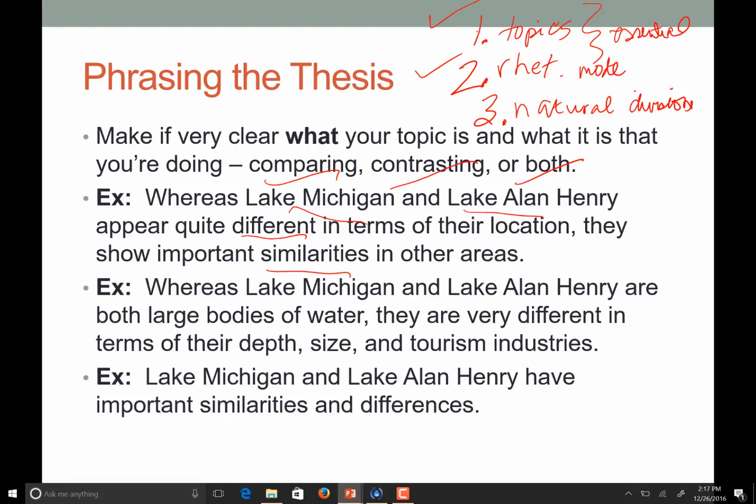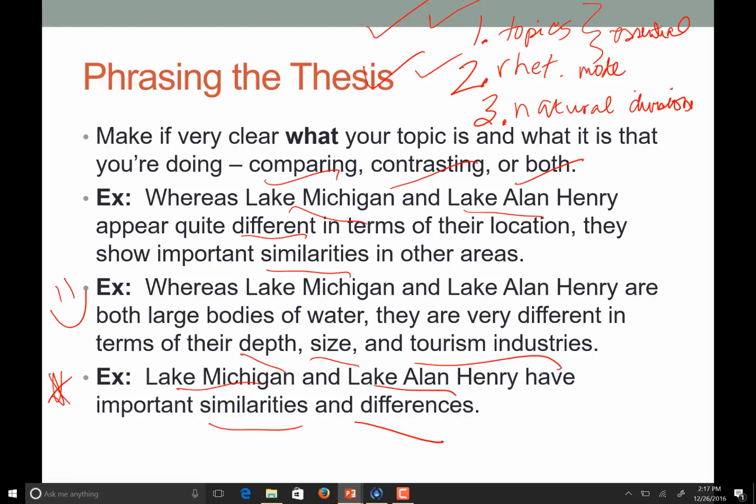Our last one here, we're going to skip around. This last one, Lake Michigan and Lake Allen Henry have important similarities and differences. Awesome. We have our two topics. We have our rhetorical mode. And that's very general, but that's okay. That's fine. That works. The best option for our thesis statement is, whereas Lake Michigan and Lake Allen Henry are both large bodies of water, they are very different in terms of their depth, size, and tourism industries.